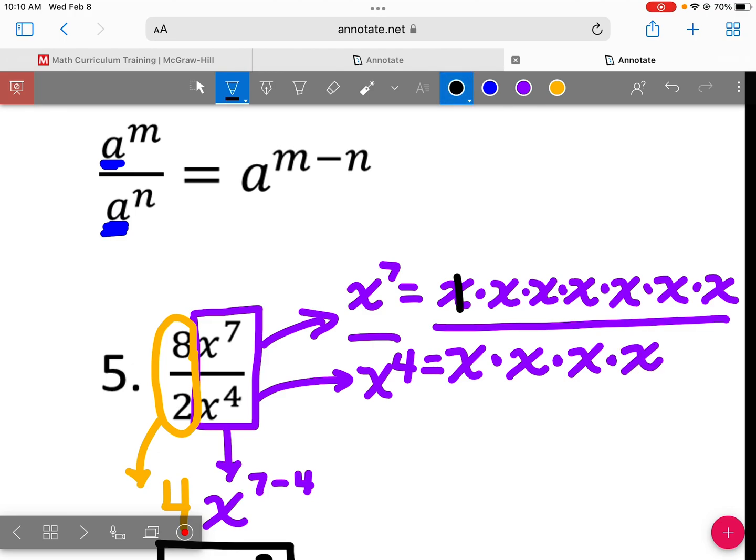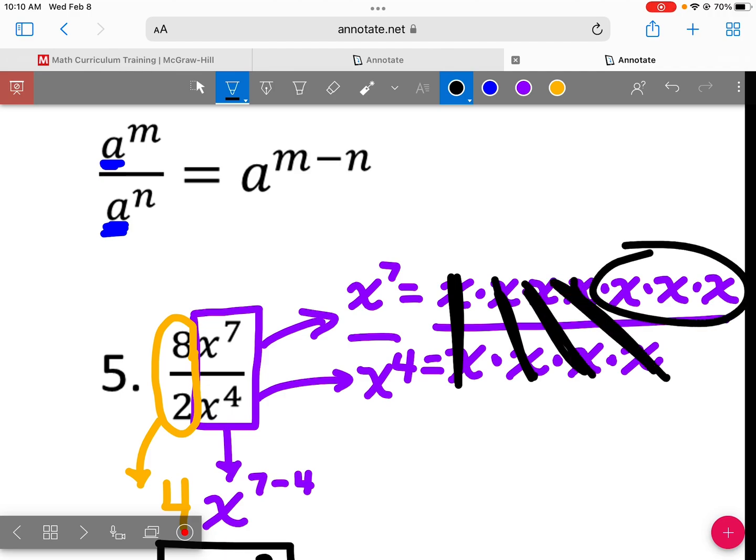Anything that's the same top and bottom will cancel out. And you can see I'm left with 3 x's that are still being multiplied together. That's why we're doing that subtracting there. Make sense? Notice I dealt with those coefficients differently than I dealt with the x's. I have to divide and simplify those numbers. And then I also have to deal with the bases and their exponents, my variables. All right.